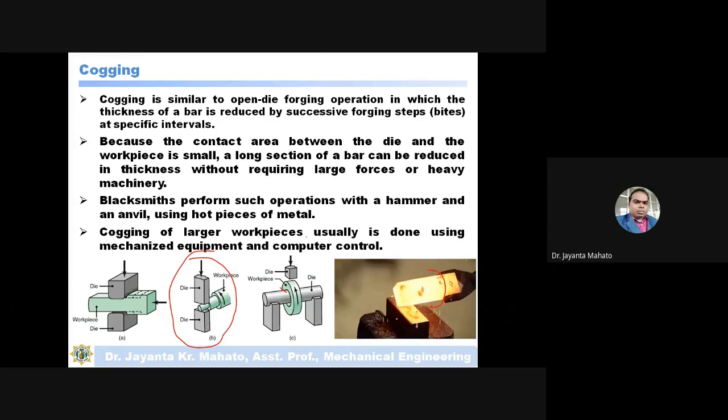Gogging of a larger workpiece is usually done using mechanized equipment and computer control. Means for a large workpiece, it is not possible manually. So for a large workpiece, a computerized automatic machine is used. Means computer controlled, and the workpiece passes through different stages, okay, or stations.